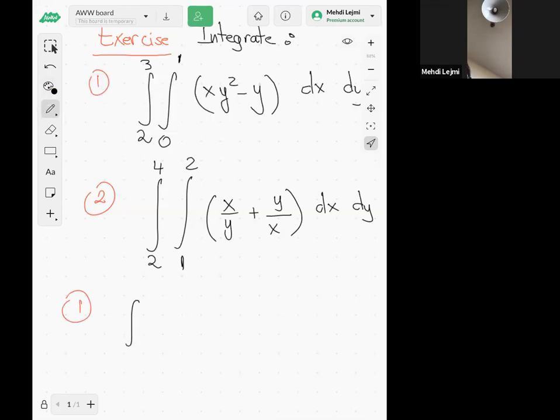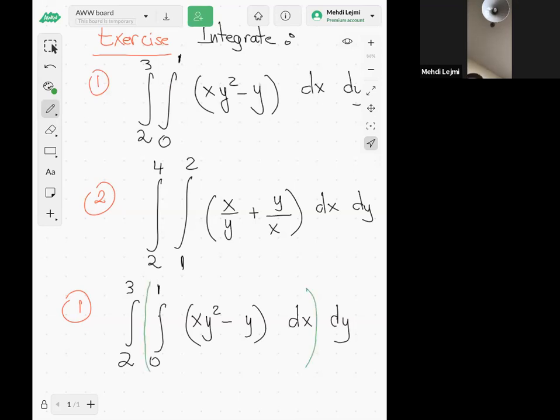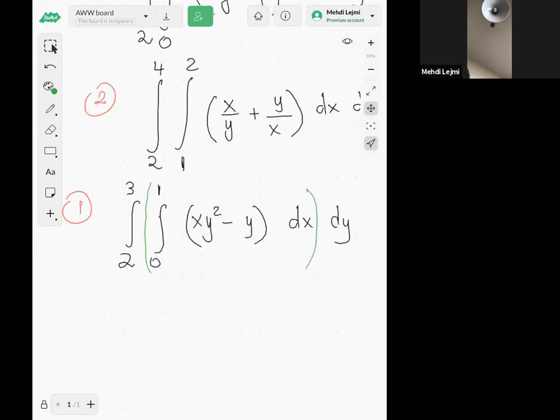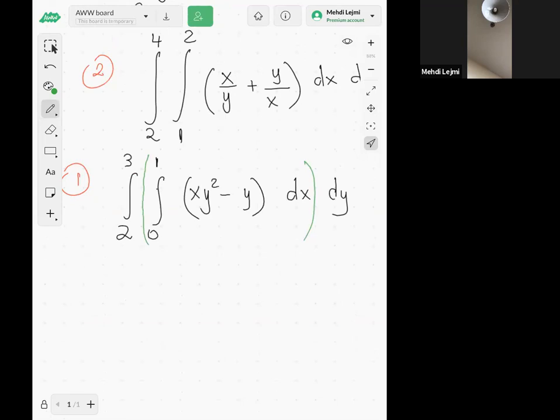So for number 1, this is the integral from 2 to 3, from 0 to 1, of x y squared minus y, dx dy. As I said, first we start with integration with respect to x. So we integrate with respect to x, and of course, assuming y to be constant.